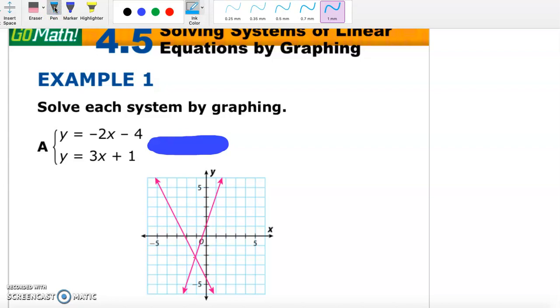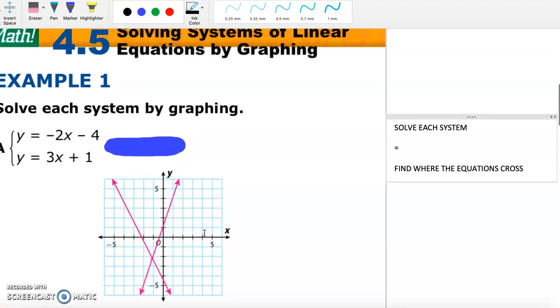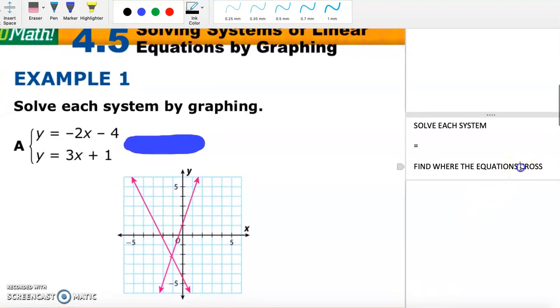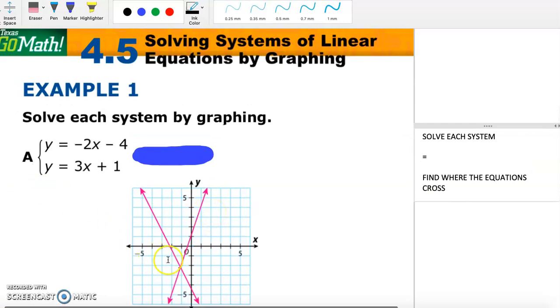Okay, well, what does that mean? Well, let me tell you. Whenever we see anything that says solve each system, solve these functions, find the solution, all it means is find the coordinate pair that lies on both graphs. So find where the graphs cross. Find where the equations cross. That's all it is, we're just finding the coordinate pair that lies on both equations.